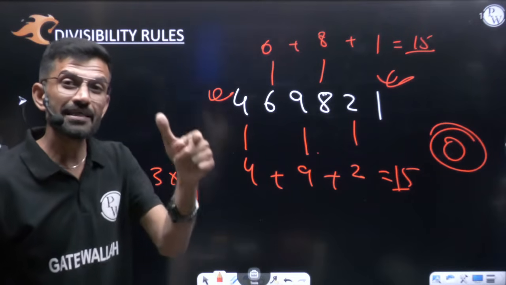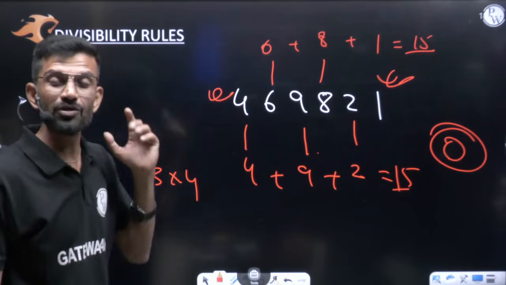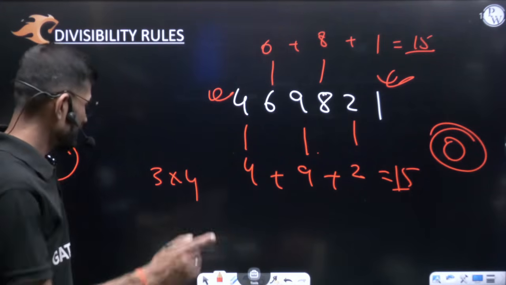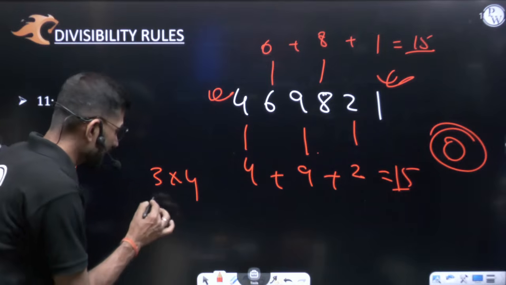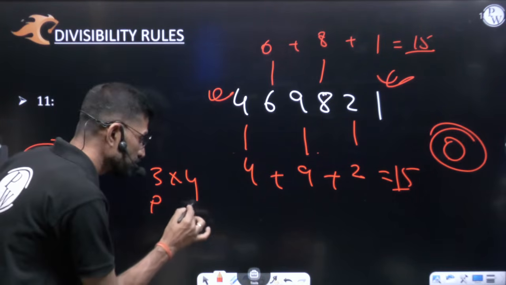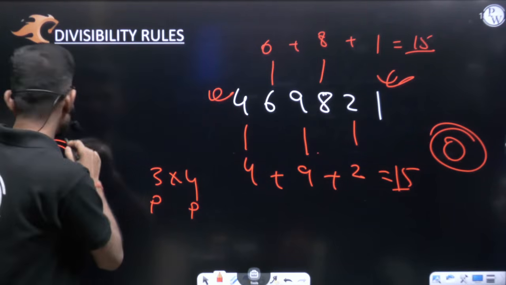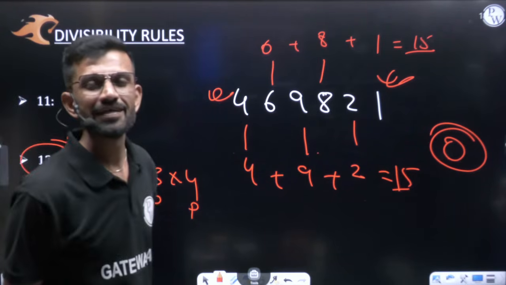Because I said any two continuous numbers will always be co-prime. They will have only the common factor 1. No other factors will be common. So a given number should pass the divisibility rule of 3, that is sum of the digits. It should pass the divisibility rule of 4 also, means last 2 digits. If it is passing both, then the given number is divisible by 12.